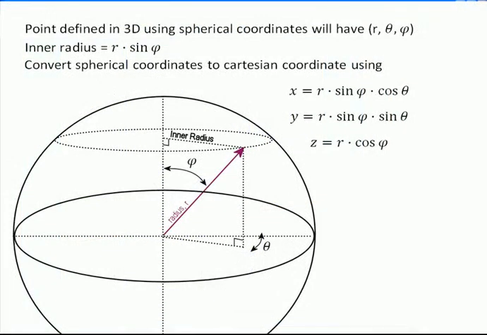Again, it's very useful whenever you're trying to define points in 3D space that are traveling on a sphere or on some sort of curved path.